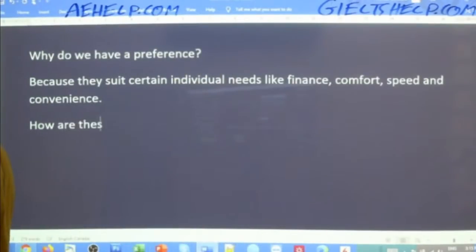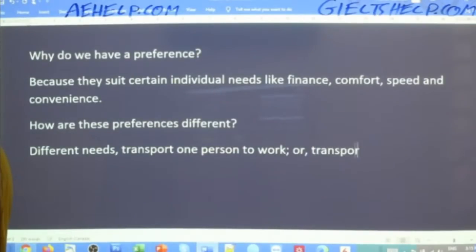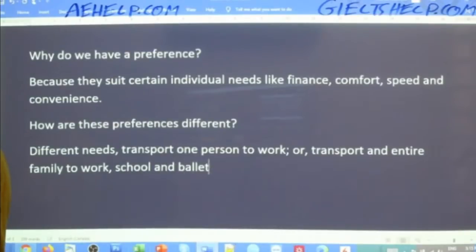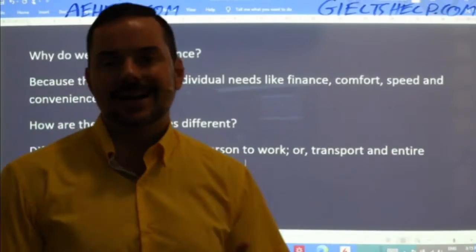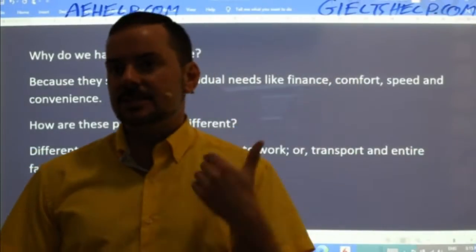How are these preferences different? Well, different needs. Transport one person to work or transport an entire family to work, school, and ballet class. Okay? That's something I'm just coming up with. Here I'm generating my ideas. Again, I'm writing this out for you, but in the real exam, I would just be spinning these thoughts in my mind.